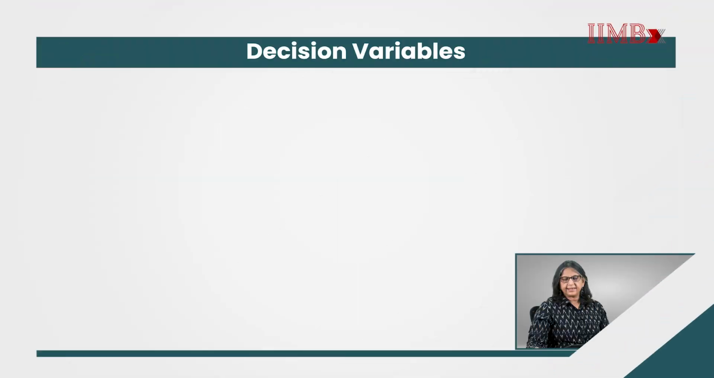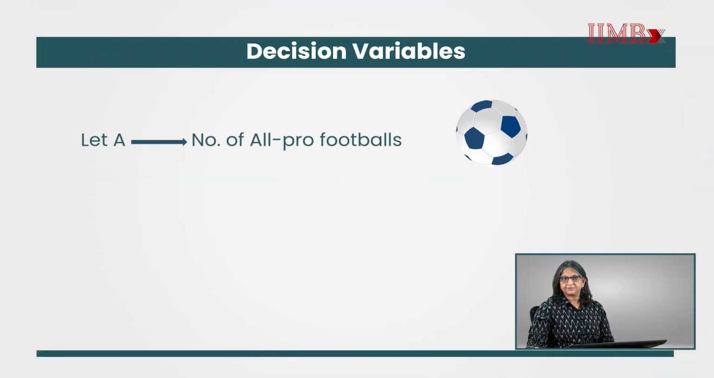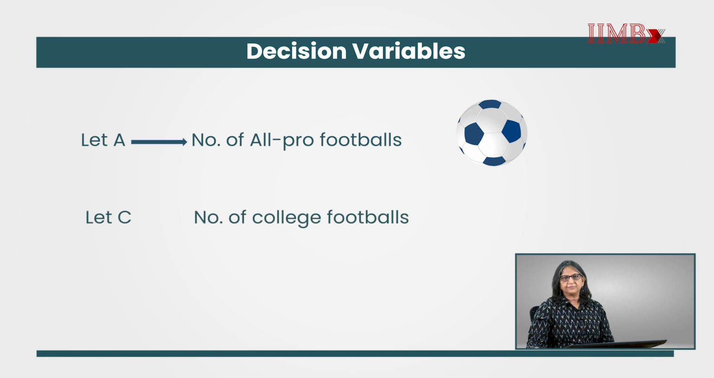So let's go back to our problem and do all of these three things in the context of our given problem. What is it that we want to decide? We want to know how many All-Pro footballs to make and how many college footballs to make. So let's define the decision variables. We can say, let A be the number of All-Pro footballs to be produced, and let C be the number of college footballs to be produced. So that's the first thing that we've done: we've defined the decision variables.